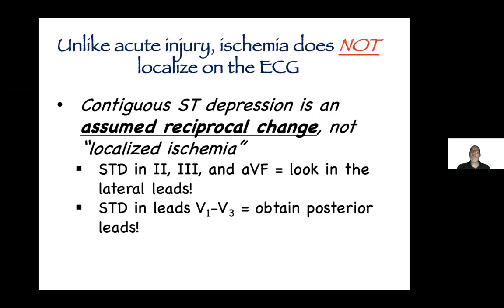If you saw ST depression that was localized in your right precordial leads, which are leads V1, V2, and V3, then you should be getting a posterior EKG. Because on a standard 12 lead, there is no lead configuration that looks directly at the posterior wall. So we'd have to use our anterior leads as a surrogate to look for reciprocal changes.